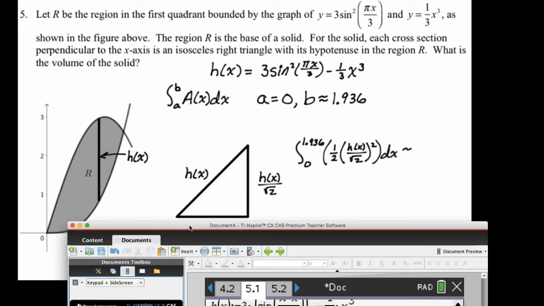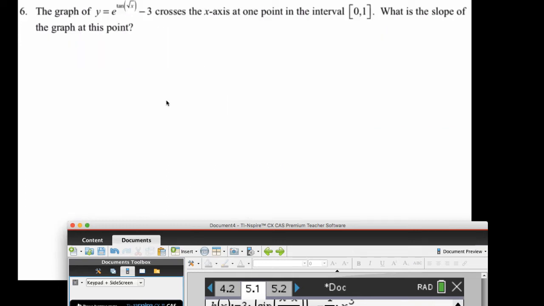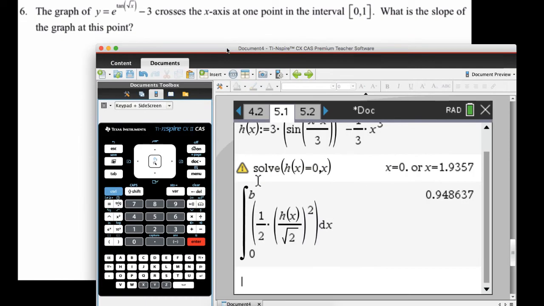And then that we found was approximately 0.949. All right, let's do another one. The graph of y equals e to the tangent of radical x minus 3 crosses the x-axis at one point in the interval from 0 to 1. What is the slope of the graph at this point?